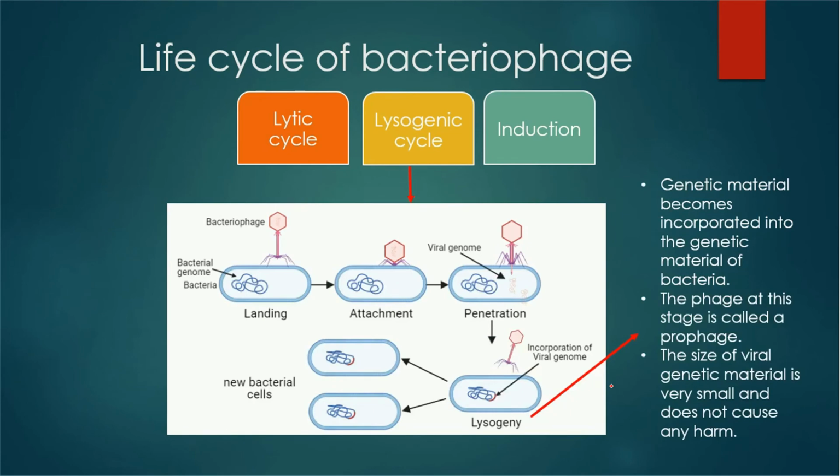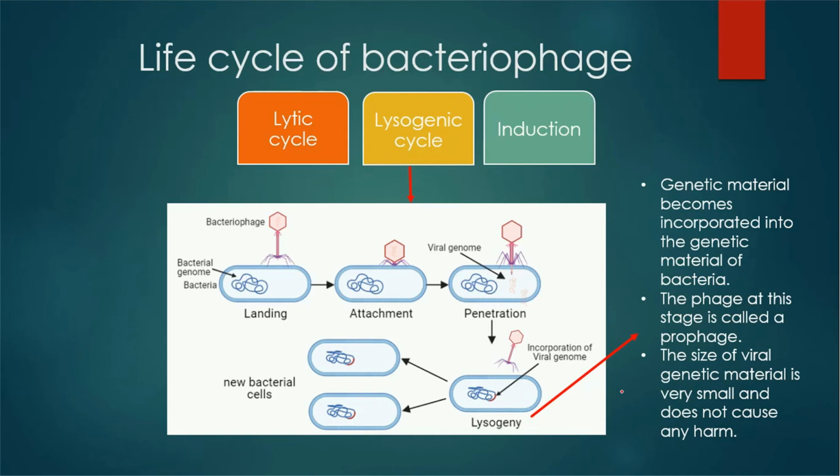So what happens after landing, attachment, and penetration of the viral genome into the bacterial cells? It incorporates into the genomic material of bacteria. Instead of hijacking the machinery of bacterial cells, it incorporates into the bacterial genome. As it is incorporated into the genome, it will not replicate or synthesize its DNA or protein material.